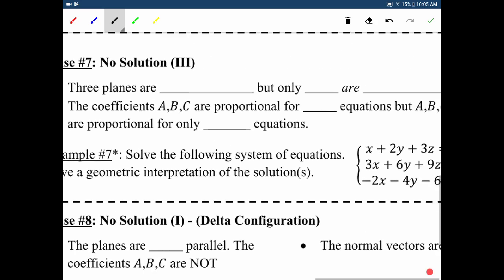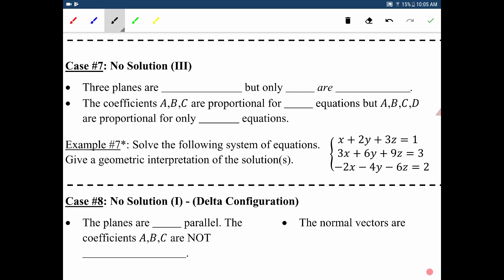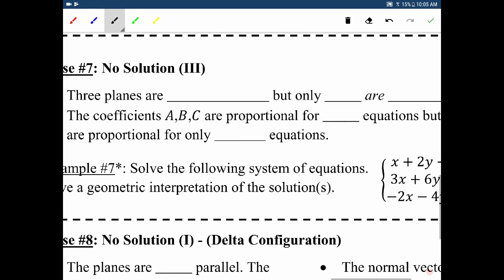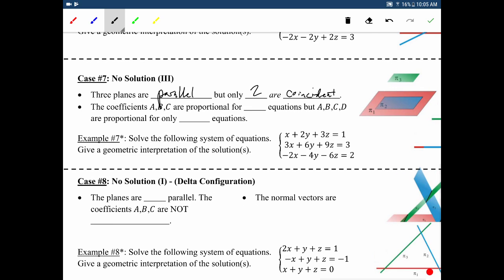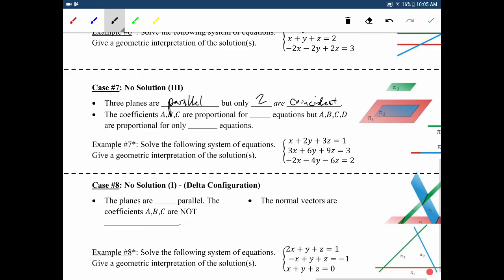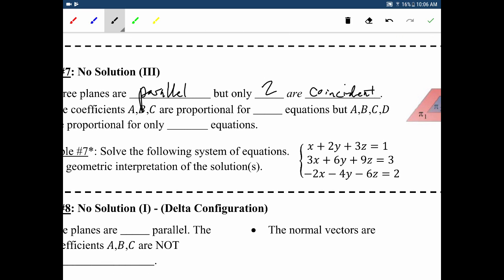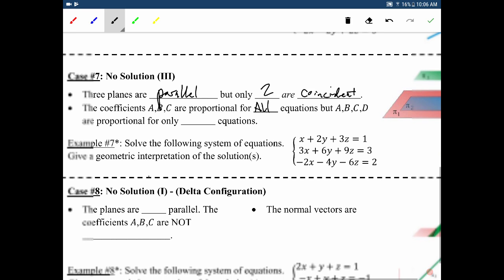All right, so we could have our no solution number 3. So this is where 3 planes are parallel. So 3 of them are parallel. But only 2 are coincident. Okay? So you can see our picture here. 2 of them are taking up the same space, and then you've got a third one parallel to that. So the coefficients for A, B, and C are proportional for all equations. But A, B, C, and D are proportional for only 2 of them. Okay?